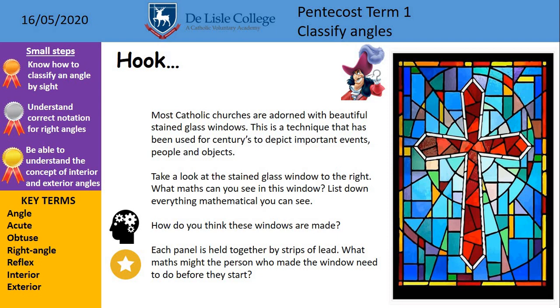It says that each panel is held together by strips of lead. What maths might the person who made the window need to do before they start? So I want you to write down as much as you can about that, and that will require a little bit of searching, perhaps on Google as well, to see if you can find out exactly what they're made of and how stained glass windows are made.